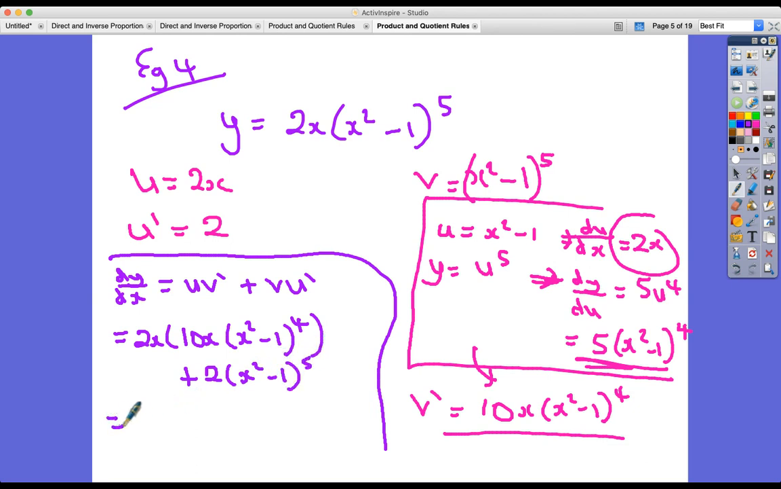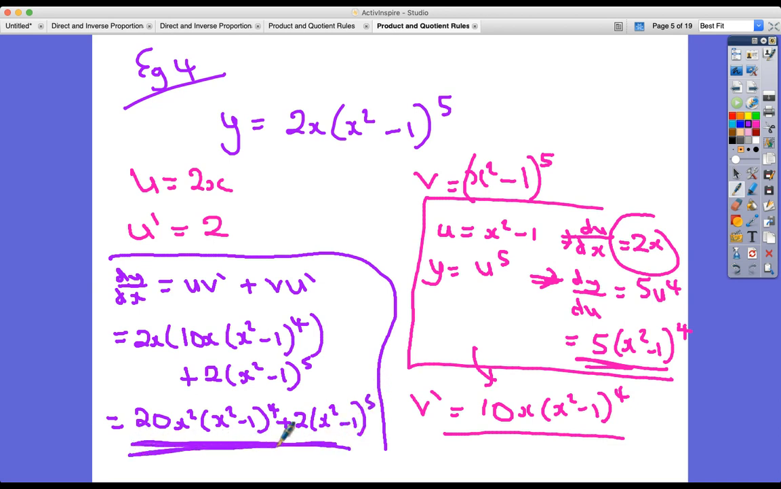Now I could just simplify this first bit at least, couldn't I? So 20x squared, x squared minus 1 all to the power of 4, plus 2 brackets x squared minus 1 all to the power of 5. Let's leave it there. I don't really fancy doing anything else with that. That can be my final answer. So that's using the chain rule within the product rule.